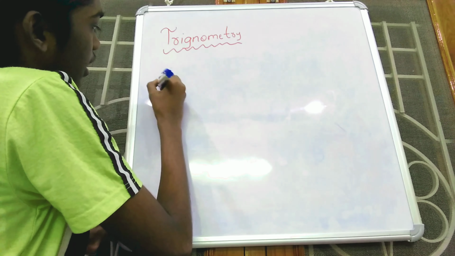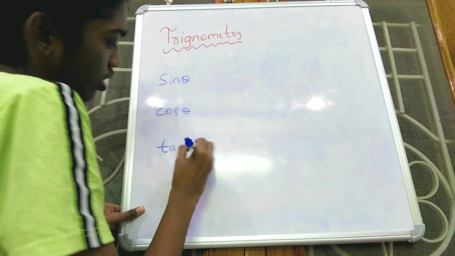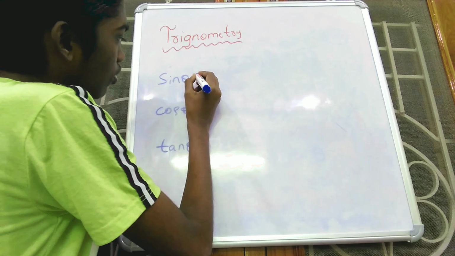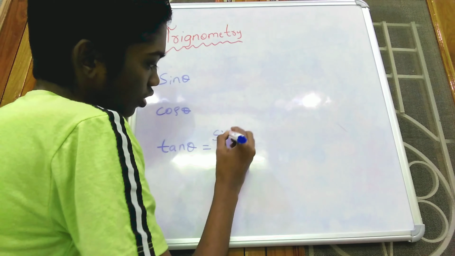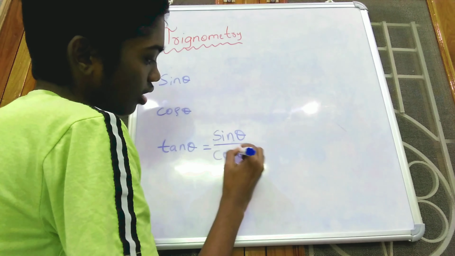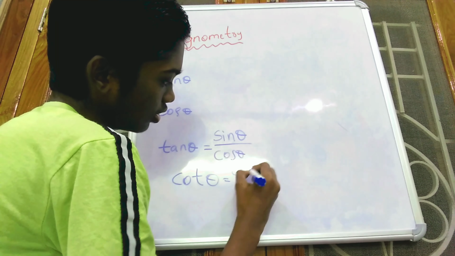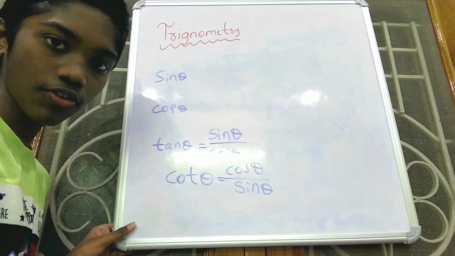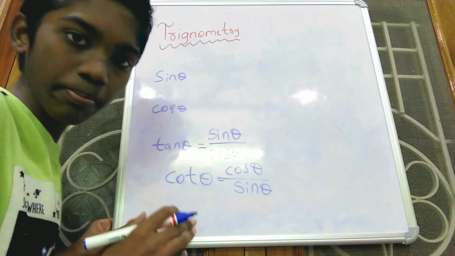Now I had explained to you sin theta, cos theta, tan theta and their reciprocals. They are cosec theta, sec theta and cot theta. Now we have some formulas like tan theta equal to sin theta by cos theta. Next, cot theta equal to cos theta by sin theta. Like this we have auxiliary formulae for each and every theta, but it would be more difficult to remember. So I will tell a simple technique.